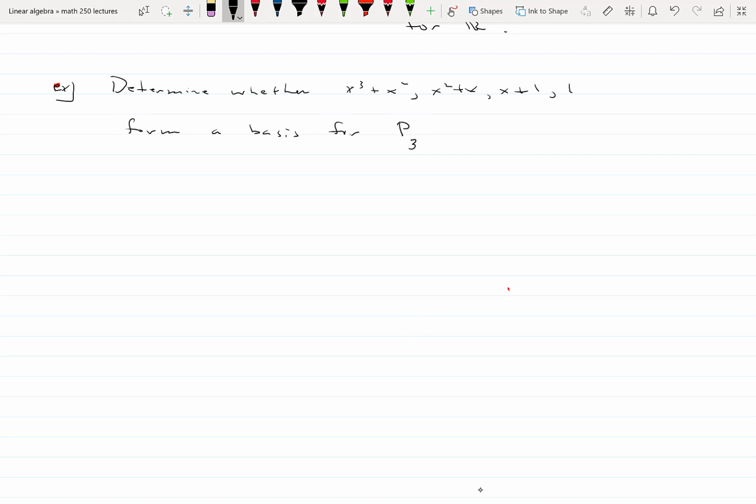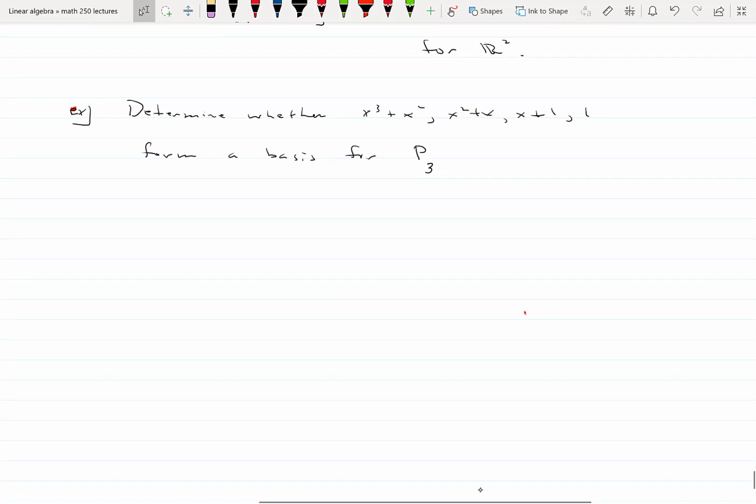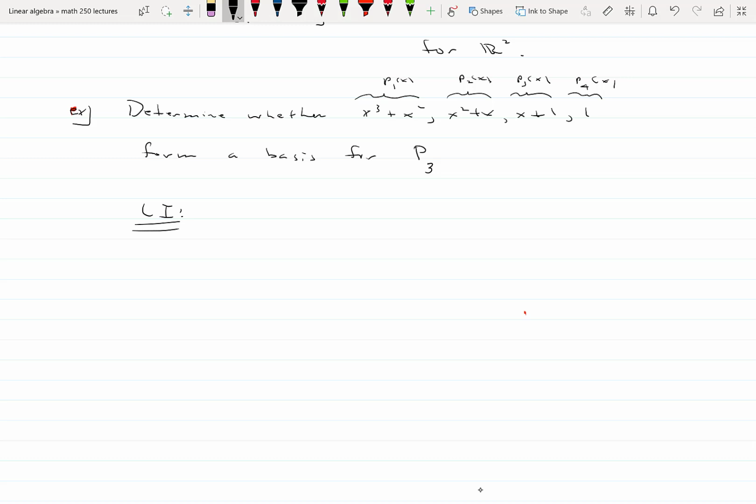Well, instead of calling these vectors v1, v2, v3, and v4, I'm going to use symbols that are common for polynomials. So let's call small p1 equal to x cubed plus x squared, small p2 x squared plus x, small p3 x plus 1, small p4 equal to 1. So it's like p1 of x, p2 of x, p3 of x, p4 of x. Linear independence: we already did it in a previous example. We showed that these 4 vectors were linearly independent. So spanning.